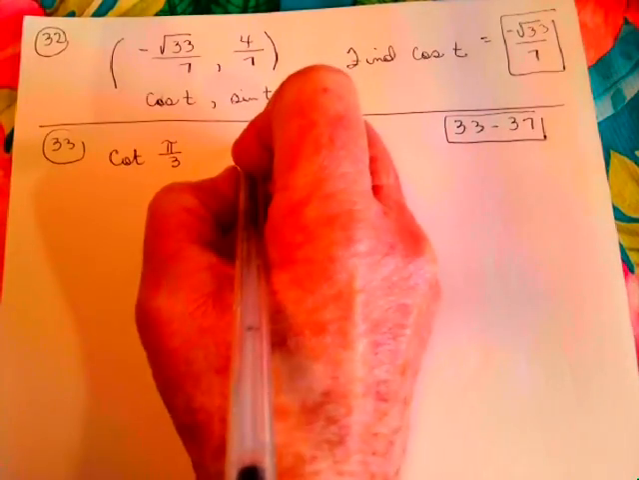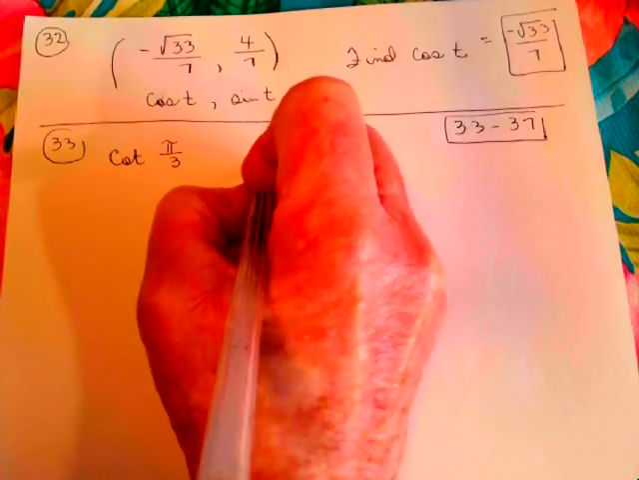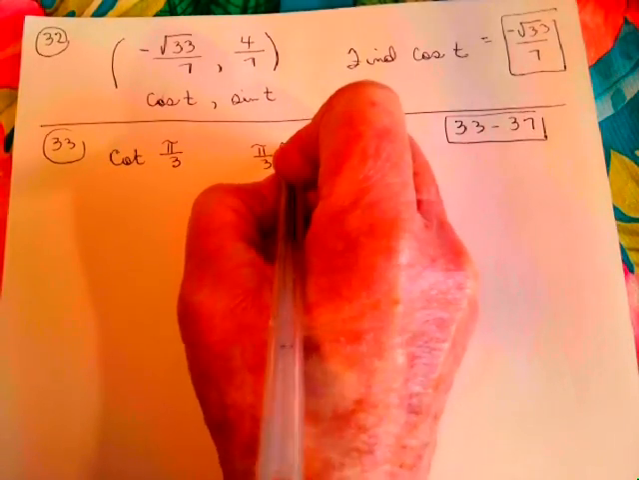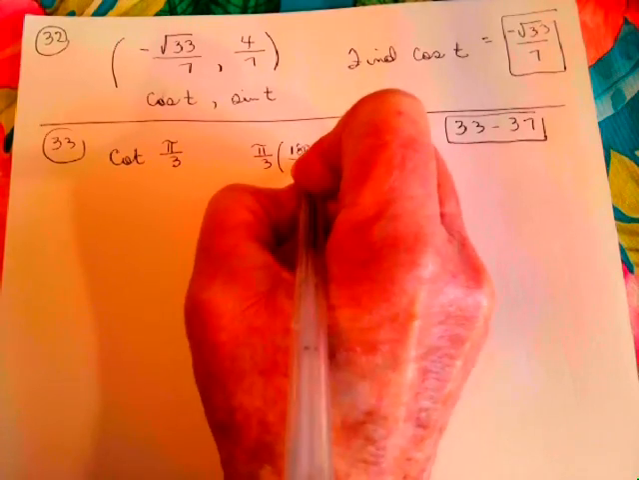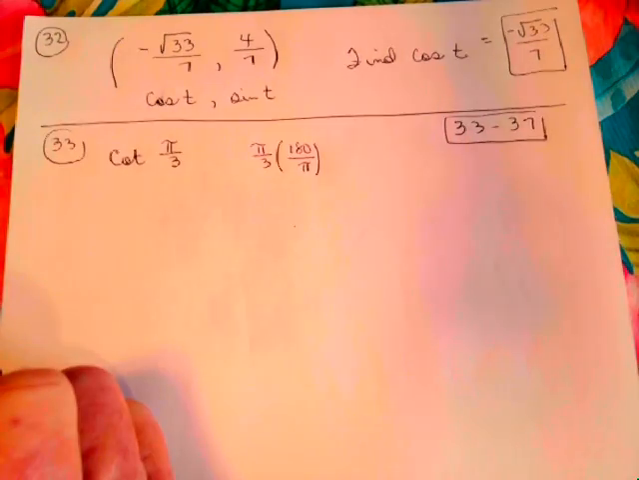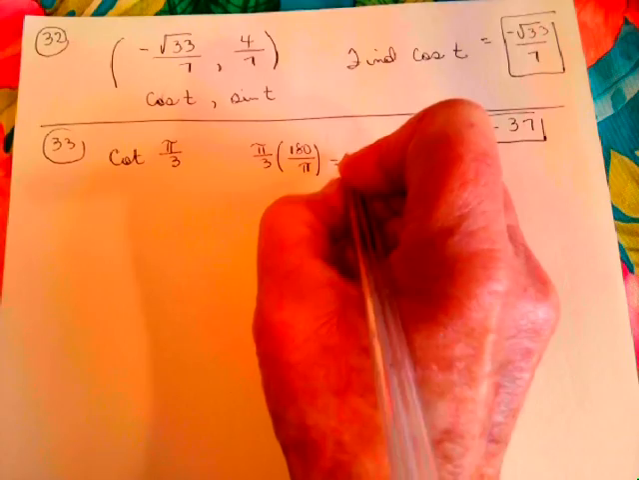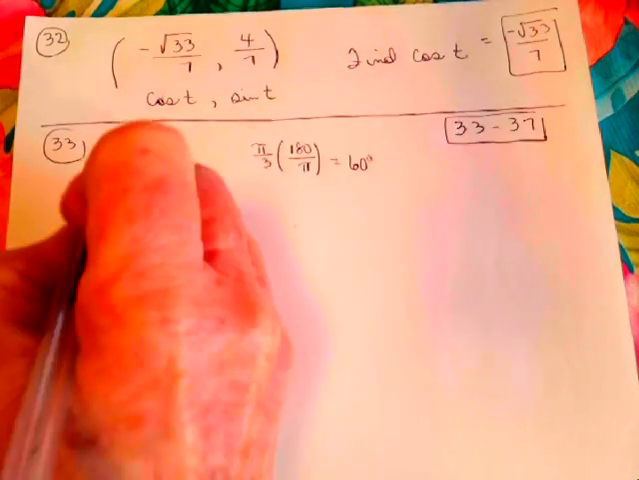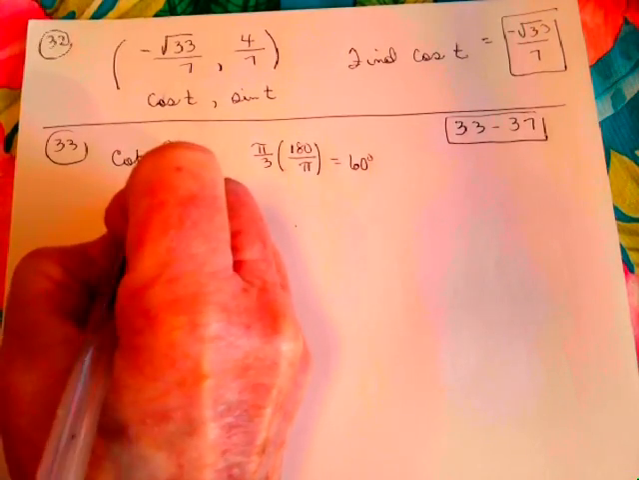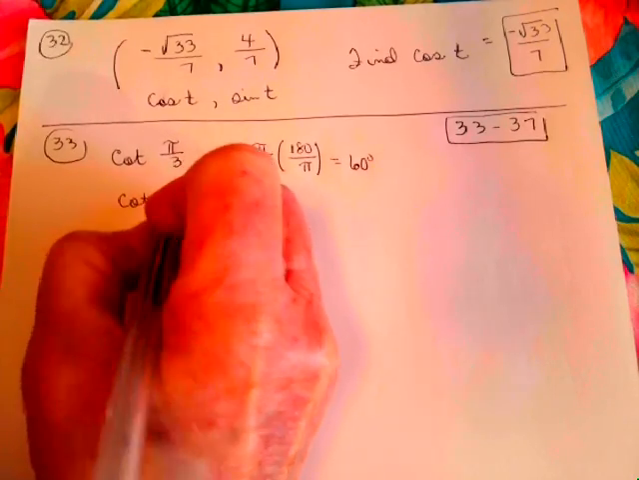If you need to change to degrees so that you can think about what you're doing, you know that's 180 over pi that you multiply by. That is 60 degrees. They're asking you to find the cotangent of 60 degrees.